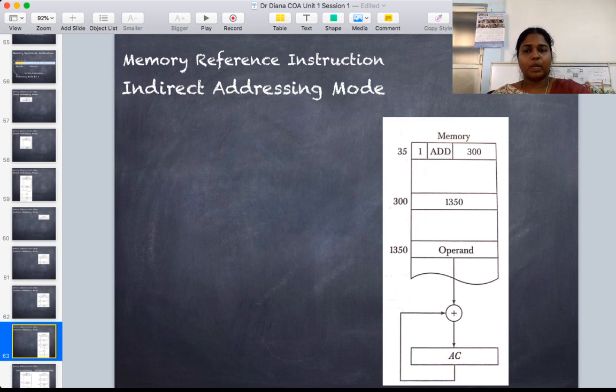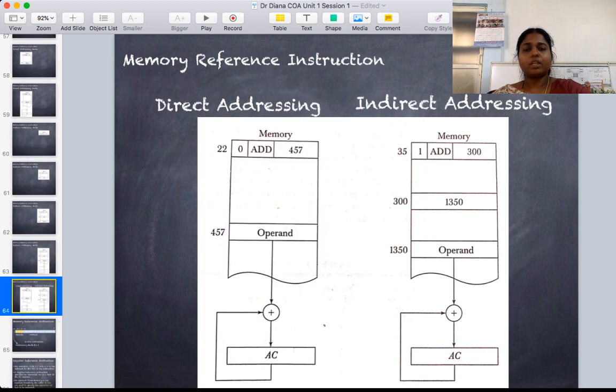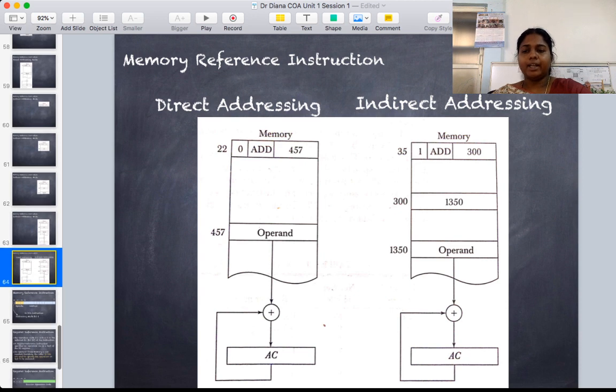Do you find the difference between direct and indirect addressing mode? In direct addressing mode, the address is directly given in the instruction, and if I go there, I'll be able to find the operand. In indirect addressing, whatever is given in the instruction is the location of the address of the operand. So 300 is the location of the address 1350, which is where I find the operand. So this is the difference between direct and indirect addressing mode.